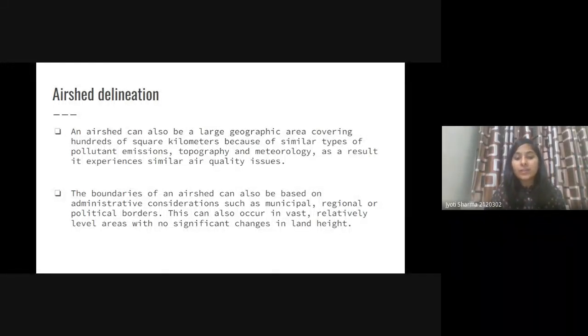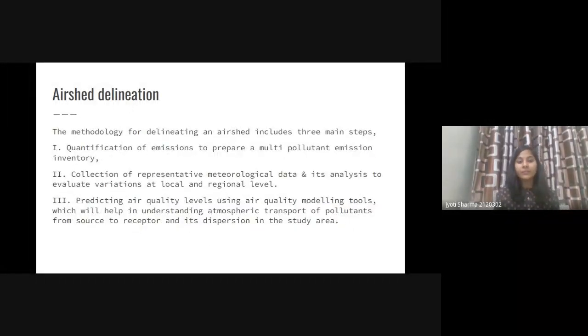Then the boundary of an airshed can also be based on administrative consideration. For example, Delhi is an administrative boundary, and we can consider the administrative boundary of Delhi as an airshed boundary, or we can also delineate our airshed. Then we have three steps by which we can decide the boundary of that airshed. So the first step is quantification of emissions to prepare a multi-pollutant emission inventory.